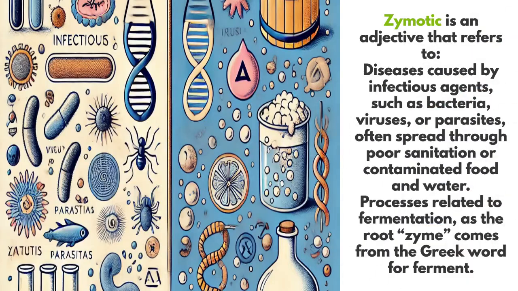Firstly, diseases caused by infectious agents, such as bacteria, viruses, or parasites, often spread through poor sanitation or contaminated food and water. And secondly, processes related to fermentation, as the root zyme comes from the Greek word for ferment. It was historically used to describe infectious diseases before modern germ theory, likening them to fermentative processes.